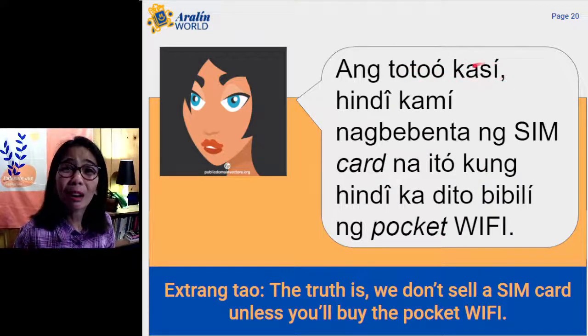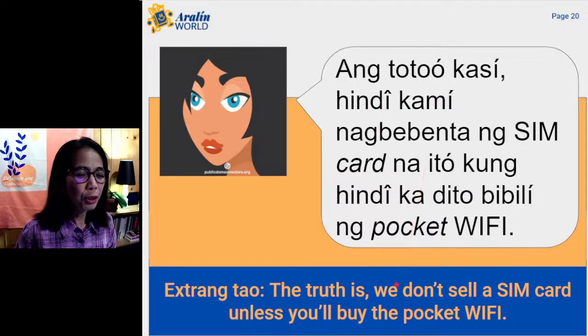Kasi means because. So literally you would translate it as "the truth because." It's awkward. You don't want to say that in English. So in English you say "the truth is," and then hindi means don't or not. Not. Hindi. Kami for we.